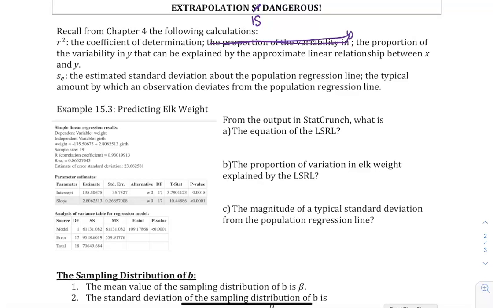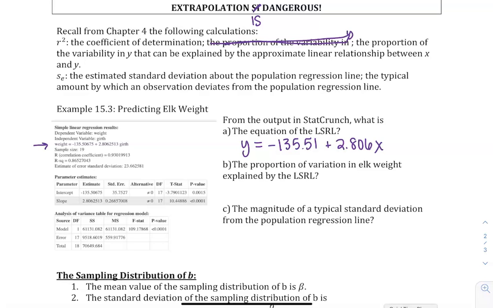So in example 15.3, I downloaded the elk weight data from the example here, and the equation of the least squares regression line is given right here, where the weight Y is equal to negative 135.51 plus 2.806 times X, the girth.